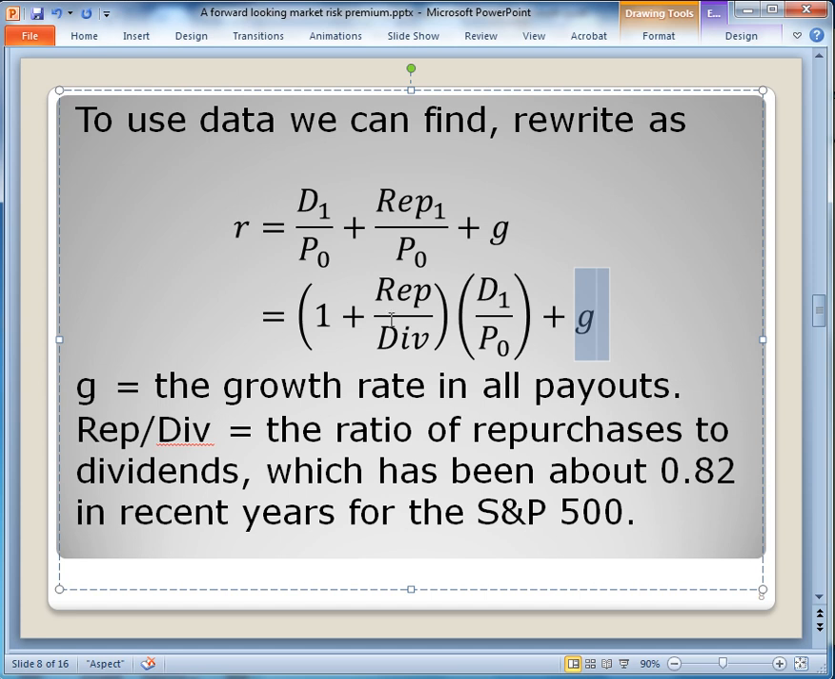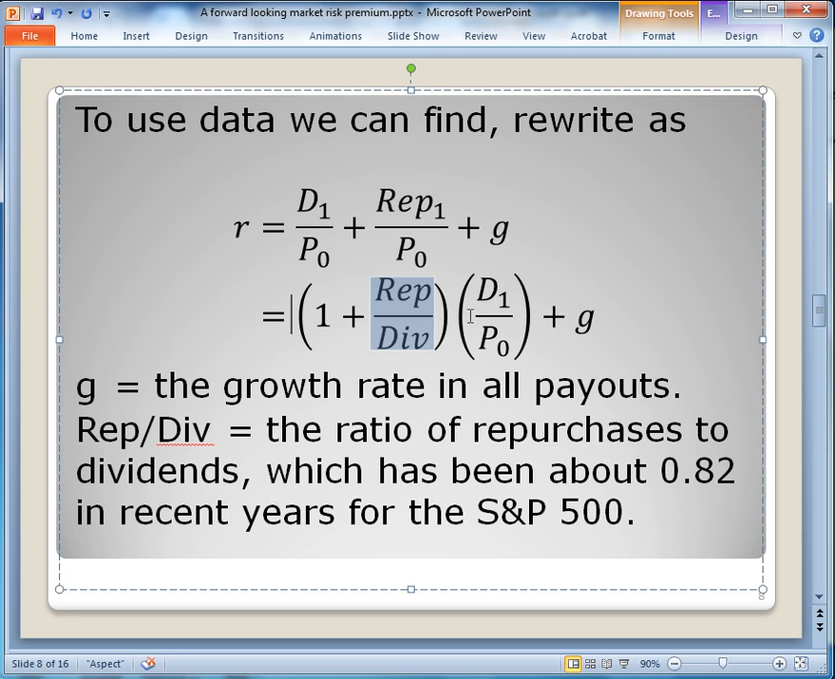And this measure, repurchases over dividends, is something that we can get a handle on, if not for an individual stock, certainly for the S&P 500. And in recent years, I estimated that this ratio has been about 0.82 for the S&P 500, which means that for every dollar in dividends, the S&P 500 has actually distributed an additional 82 cents in repurchases to shareholders. So dividends substantially underestimate the amount of cash that's distributed to shareholders for the S&P 500 stocks.